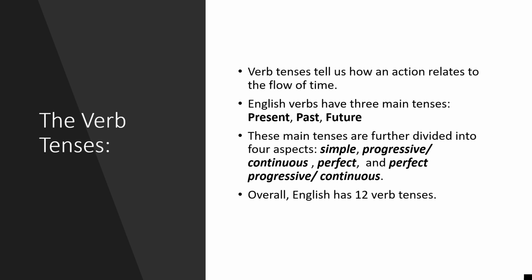These main tenses are further divided into four aspects. We have the simple aspect, the progressive or continuous aspect, the perfect aspect, and the perfect progressive or perfect continuous aspect. Overall, the English language has 12 verb tenses.